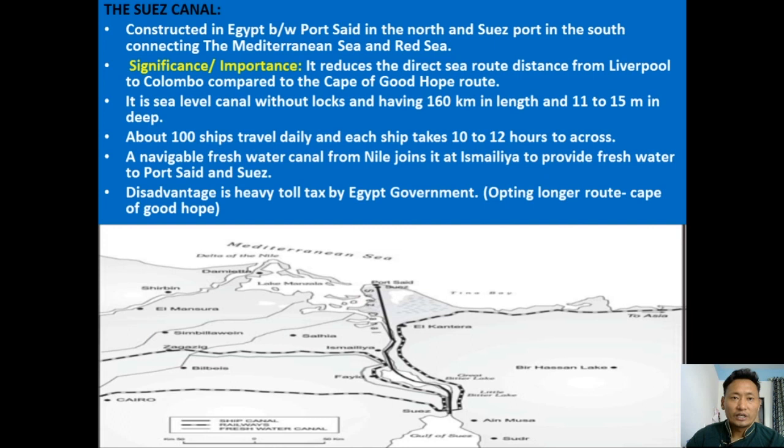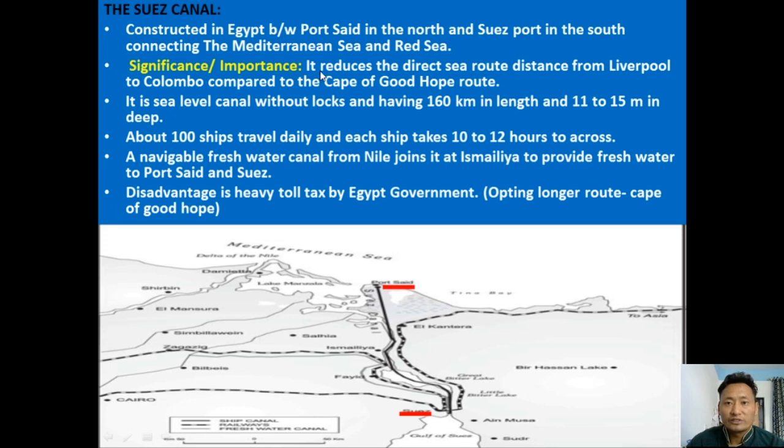The Suez Canal is constructed in Egypt. This is the map of Egypt. Between two seaports, Port Said and Port Suez, these are the two end seaports of this sea route. This canal is constructed in order to connect two water bodies, the Mediterranean Sea and the Red Sea. Earlier these two water bodies were not connected to one another. So the government of Egypt constructed this canal in order to connect the Mediterranean Sea with the Red Sea.